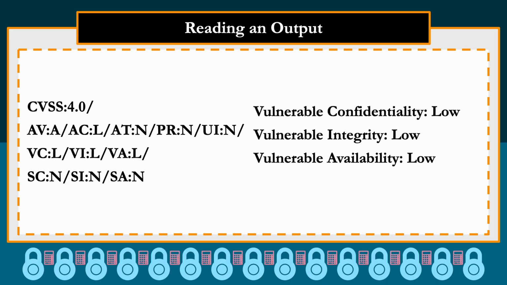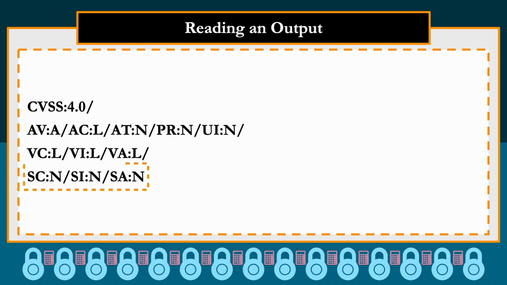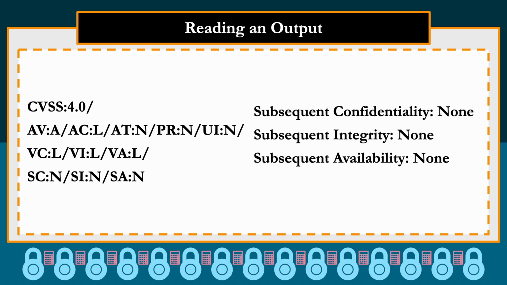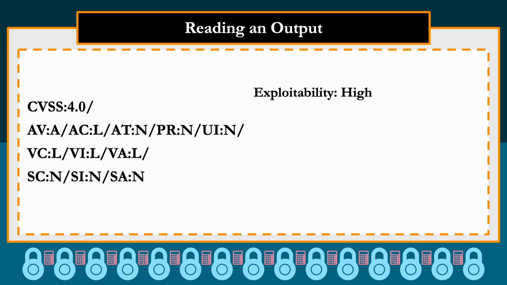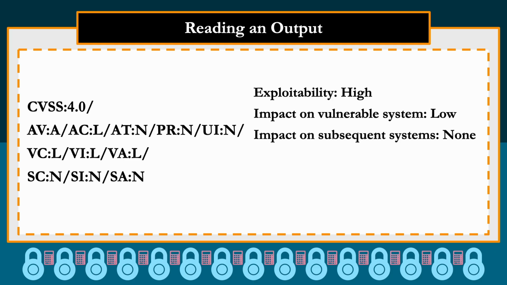These 3 are the impact metrics for the vulnerable system. Confidentiality, integrity, and availability are all rated L. Finally, these 3 are the impact metrics for subsequent systems, all rated N. Given this string, we can tell that the vulnerability is pretty easily exploitable, has a low level of impact on the vulnerable system, and does not have any effect on subsequent systems.